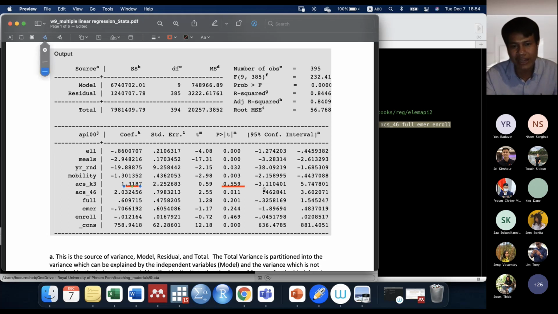Here, if you look at the confidence interval, you see the interval is quite wide. The lower bound is minus 3.1. The upper bound is 5.7. 0 is in the interval. There is a chance that our delta is equal to 0, right? So you don't have to interpret. In short, you might say there is no association between average class size for grade 3 and academic performance, or that average class size of grade 3 has no effect on academic performance. Then that's it. You don't have to care about the coefficient.